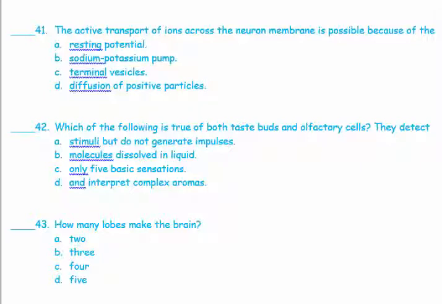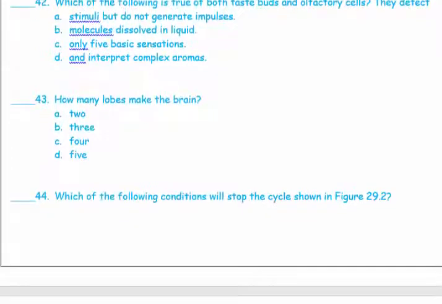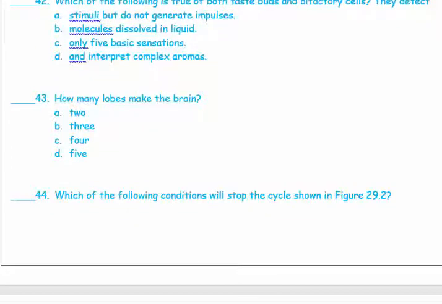Number 43. How many lobes make the brain? Your brain is made of 4 lobes. The answer is C.